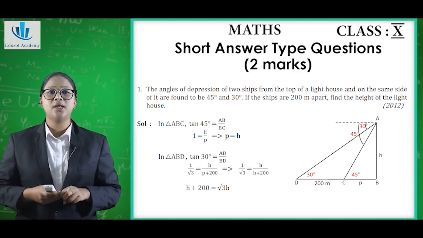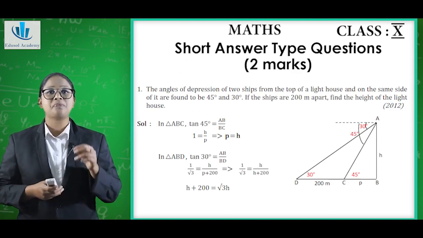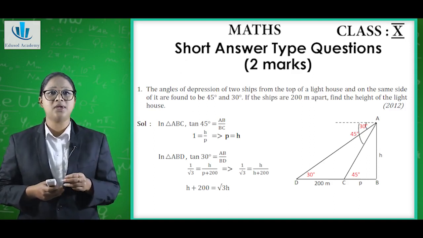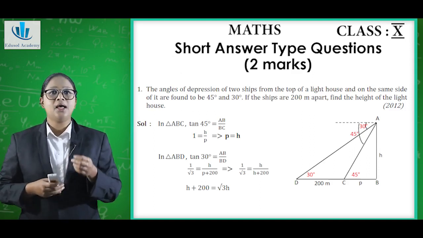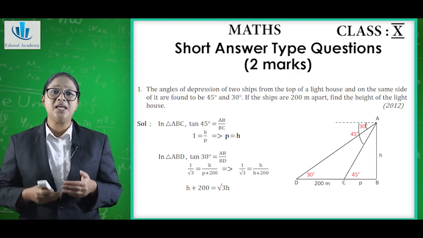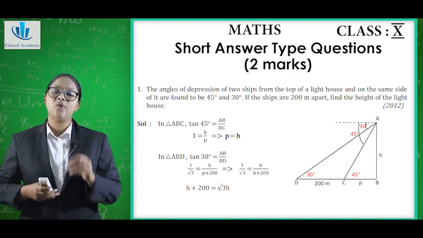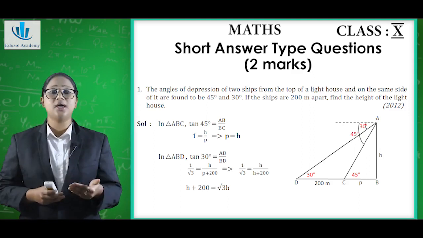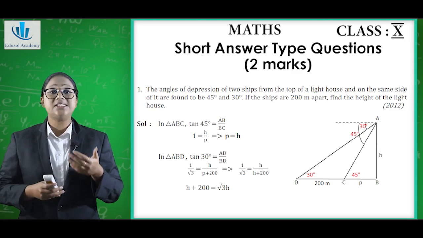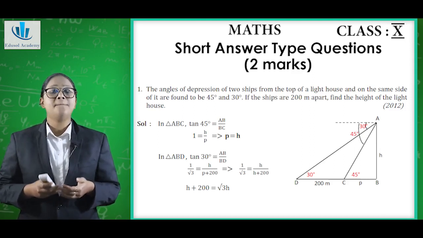So we have again two right triangles. So in triangle ABC, tan 45 degree is equal to AB by BC. AB is H and BC is P. Tan 45 is 1. We will get P is equal to H. Let it be there. Now in the next triangle, triangle ABD, tan 30 degree is equal to AB by BD.